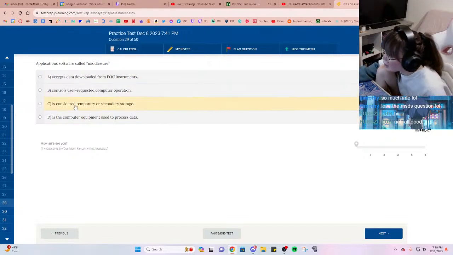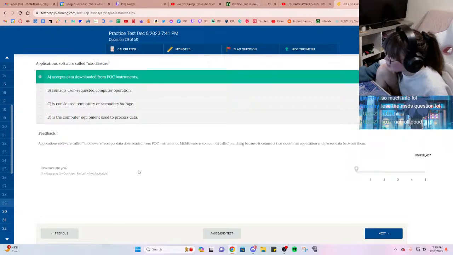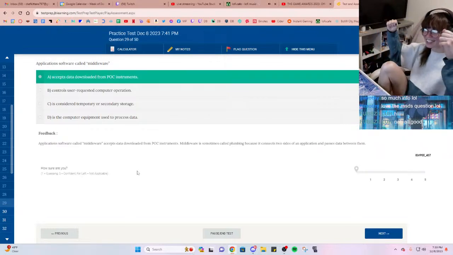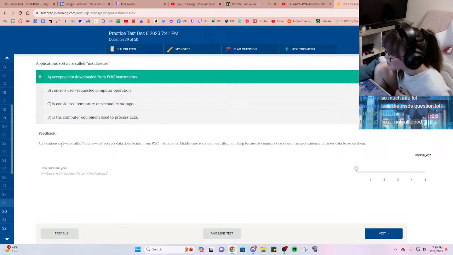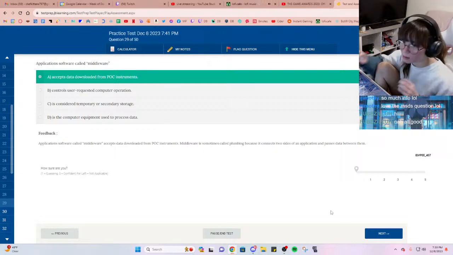I'm guessing it's between considered temporary or secondary storage and accepts data download from POC instruments. I'm gonna say this. Yes. I love when I guess correctly. It makes me feel good. Application software called middleware accepts data downloaded from POC instruments. Middleware is sometimes called plumbing because it connects two sides of an application and passes data between them. Oh, that's cool. There's like little pipes.